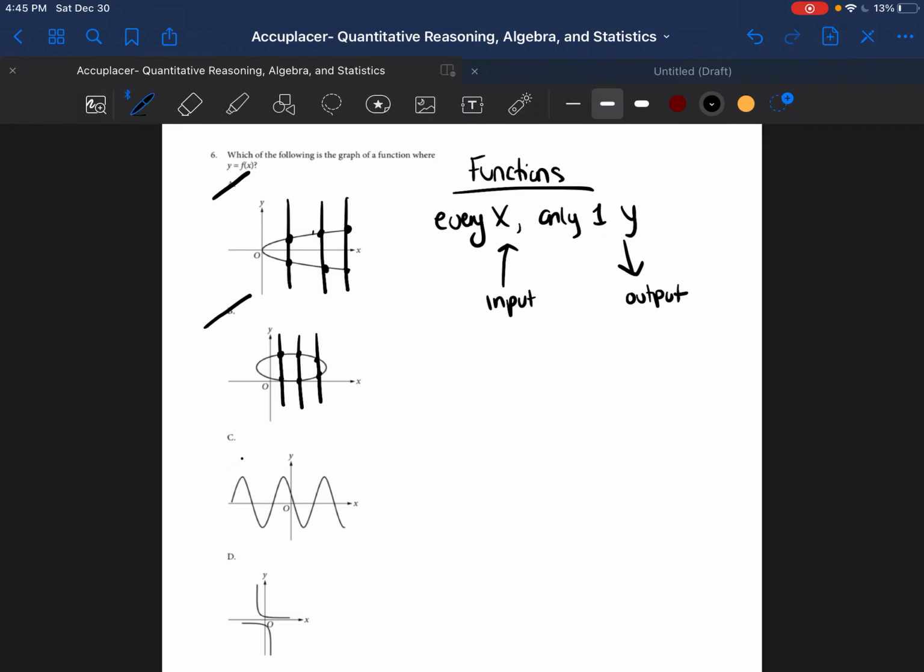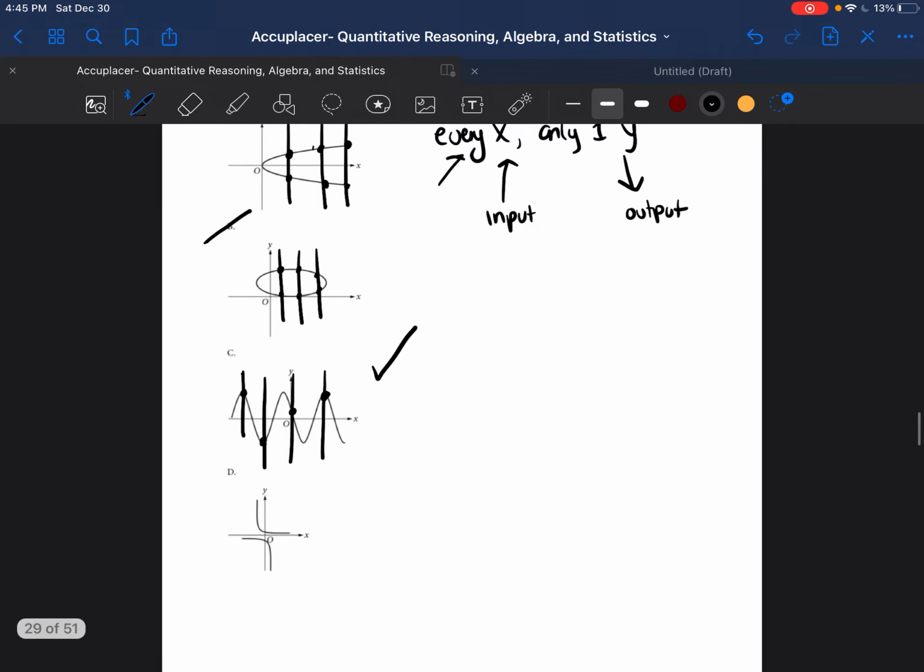Okay, what about the third one, C? Okay, so this only has 1 point on the line, 1 point on the line, 1 point on the line, 1 point on the line. So this is potentially the answer. Why? Because when you make a vertical up and down line, it only goes through the graph at 1 point. That satisfies the rule for every x, there's only one y.